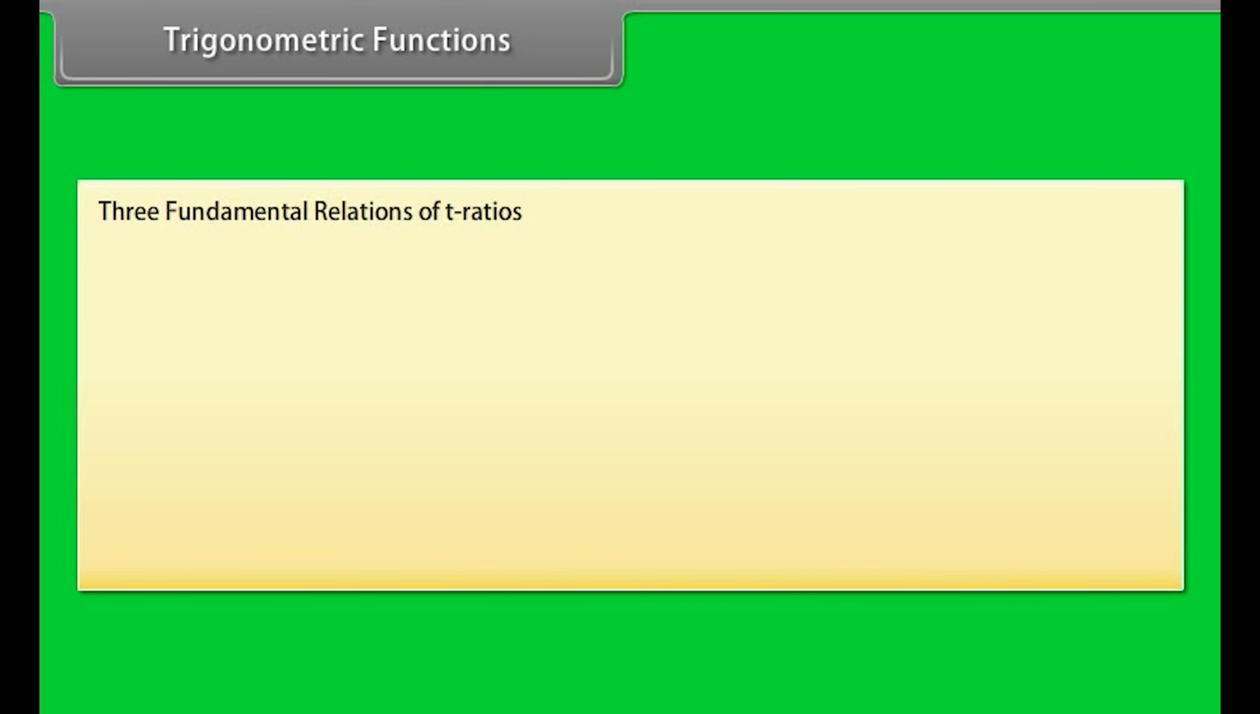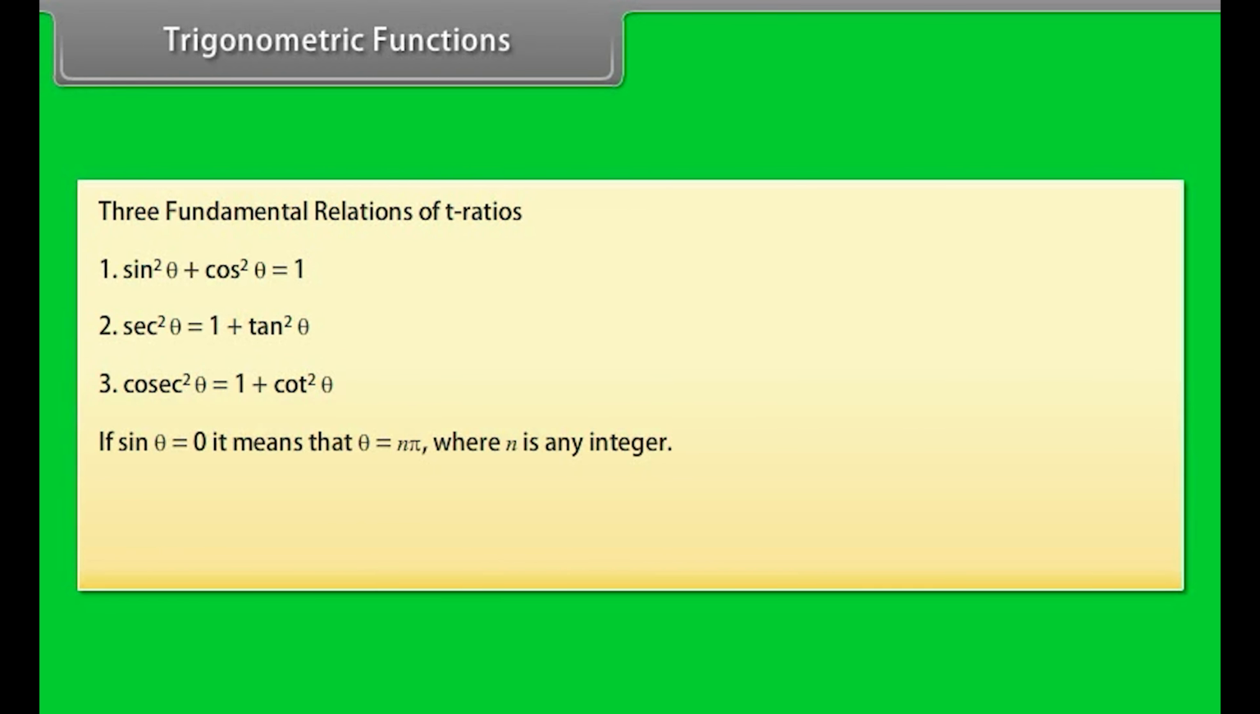Trigonometric functions. 3 fundamental relations of T ratios. Sin square theta plus cos square theta is equal to 1. Sec square theta is equal to 1 plus tan square theta. Cosec square theta is equal to 1 plus cot square theta. If sin theta is equal to 0, it means that theta is equal to n pi, where n is any integer. If cos theta is equal to 0, it means that theta is equal to (2n plus 1) pi by 2, where n is any integer.